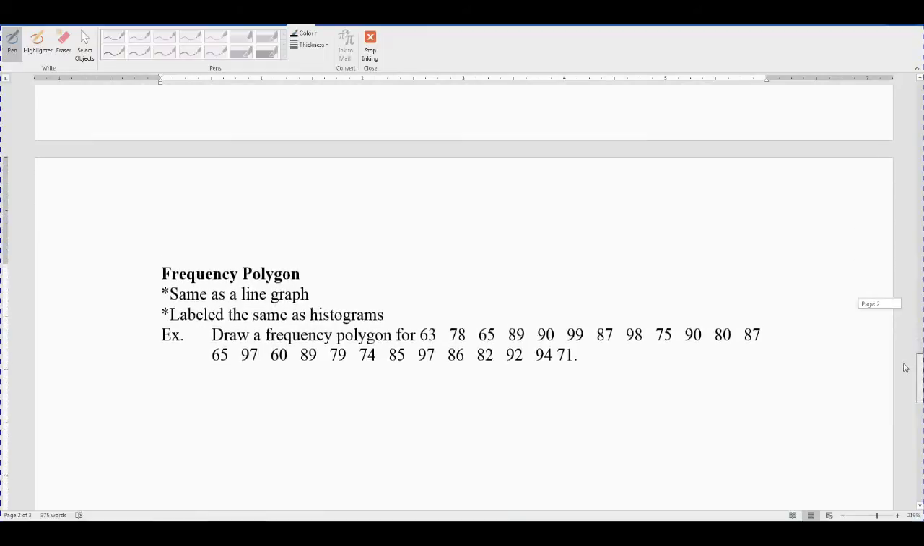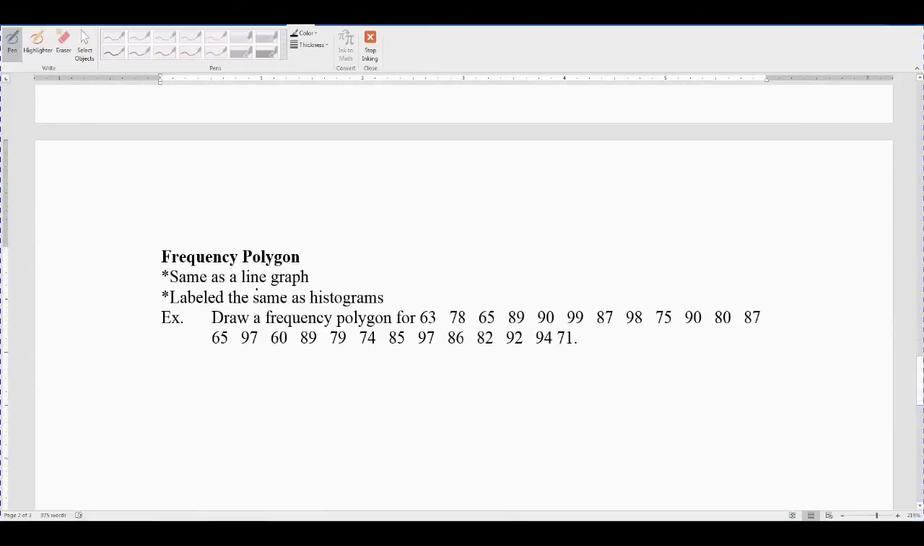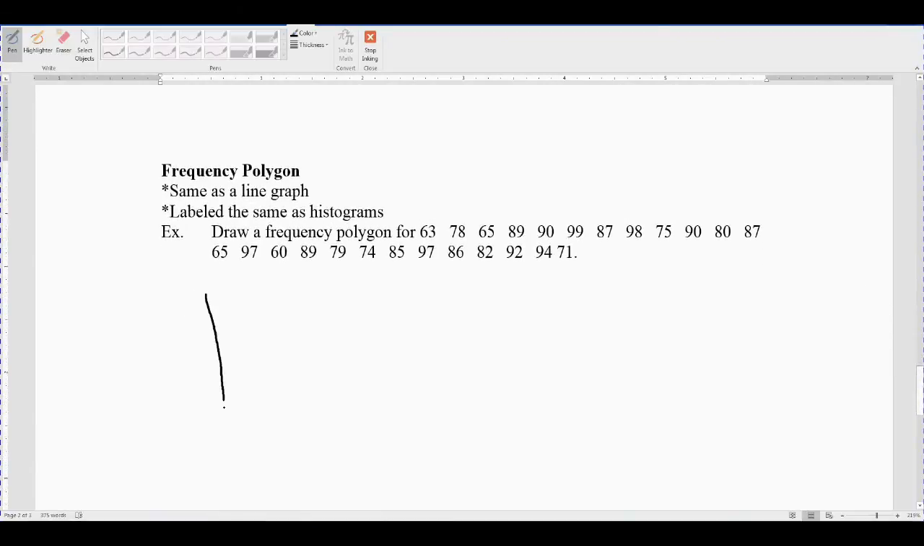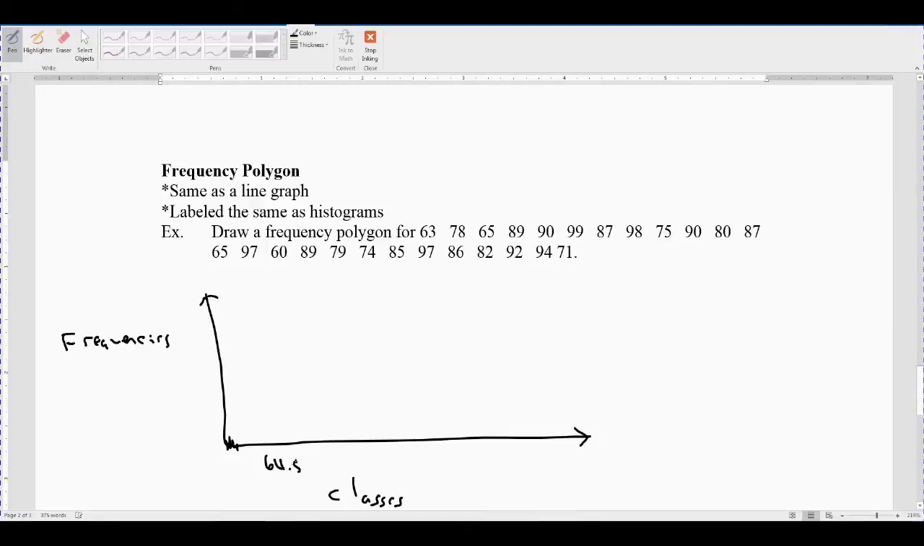And then the last example is to draw a frequency polygon. Well, that's nothing but a line graph. And we're going to label it the same way as we did the histogram. So we're going to put the frequencies over here. Classes down here. I'm going to crunch them up. Start at 64.5. And then 74.5. 84.5. And 94.5. Use the midpoints.